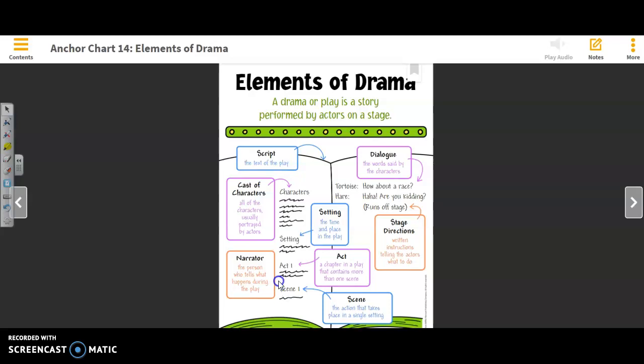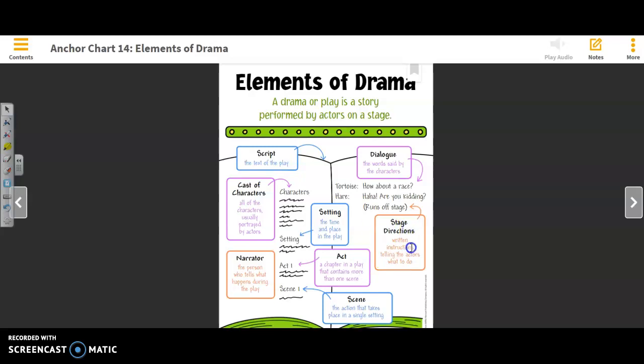And then there's the setting, like any story. The setting is the time and place in the play. But now a scene is an action that takes place in a single setting. So if the setting does not change, it's part of the same scene. But when the setting does change, the scene changes and it is a part of an act, or it's like a chapter in a play that contains more than one scene. So it will probably also have more than one setting.